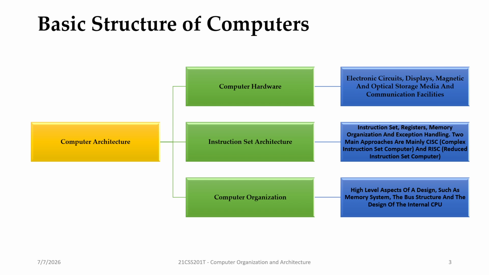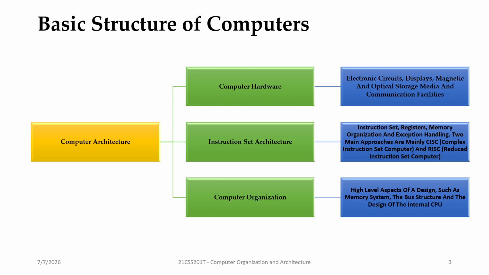What is computer hardware? Computer hardware is nothing but electronic circuits, displays, magnetic and optical storage media, and communication facilities. What is instruction set architecture? Instruction set, registers, memory organization, and exception handling.